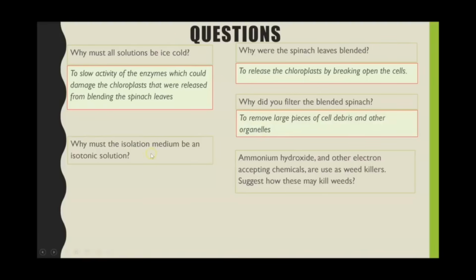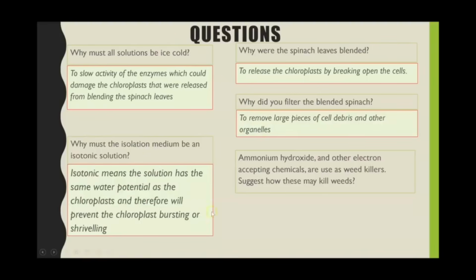Why must the isolation medium be an isotonic solution? First of all, just point out what isotonic means. That's when the water potential of the solution is the same as the water potential inside of the chloroplast. The reason that's important is so that we don't have osmosis occurring. So we don't want water to be moving into the chloroplast, potentially causing it to burst, or water moving out of the chloroplast by osmosis, causing it to shrivel.